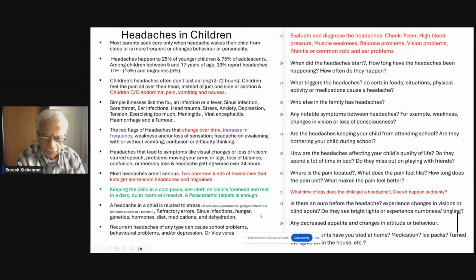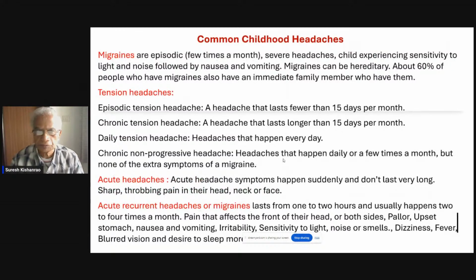Recurrent headaches, if they happen, are all due to school problems, behavioral problems. Some child is being mistreated by friends or vice versa. So basic evaluation of the children remains the same as we did in adults. And coming to a conclusion, first, keep the child calm and cool in a dark room, let them rest, and then if required, give some paracetamol. NSAIDs are not advised for children.